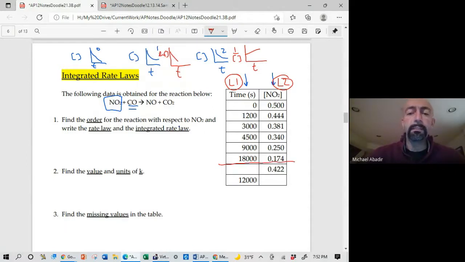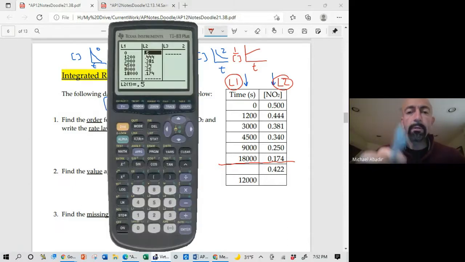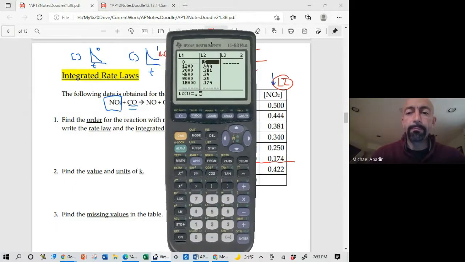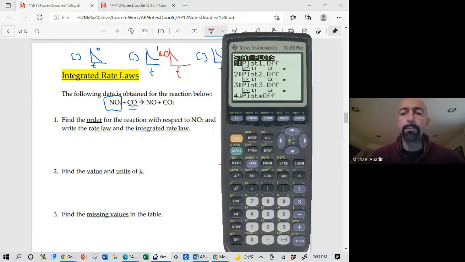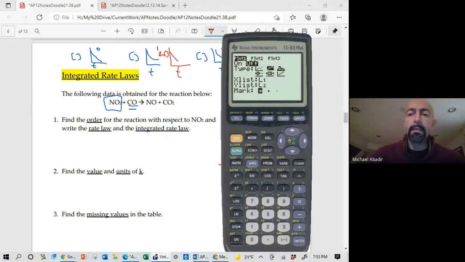So you only go to the 18,000. Okay, once these are all in your calculator, we're going to want to graph them. So what we need to do is go to stat plot, which is second function Y equals, and see how it says plot 1. I'm going to hit Enter. And when you do this, you're going to set it to be on.